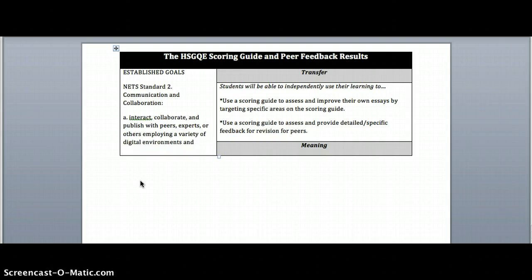The unit I developed for the HSGQE prep class I will be teaching this fall. The class is virtual with both synchronous and asynchronous components. So taking a look at the established goals, here's the NET's goal: communication and collaboration.